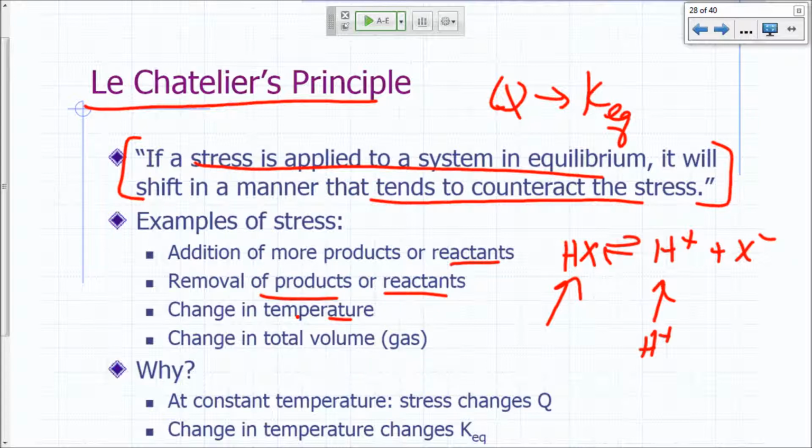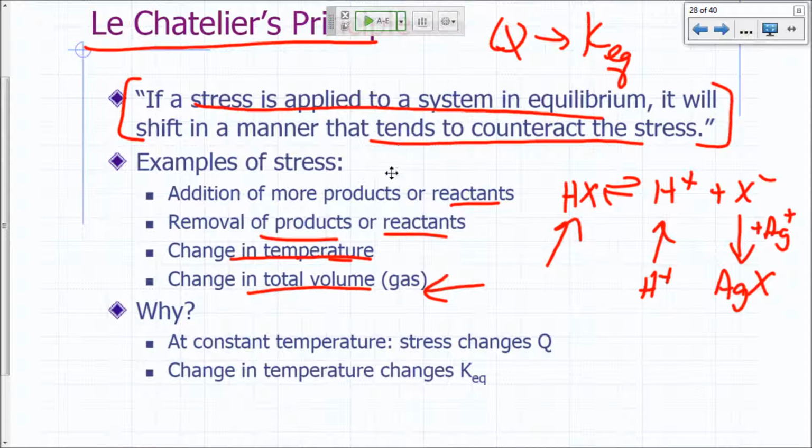One way you might be able to remove a product, for example, is if you add something that might react with X minus. For example, let's say you add a source of silver ions that might react with your anion to give you a precipitate of AgX. That would be a way of shifting the equilibrium. You can also change your temperature, or you can change the total volume.